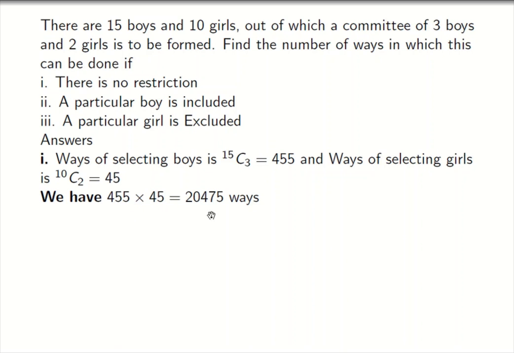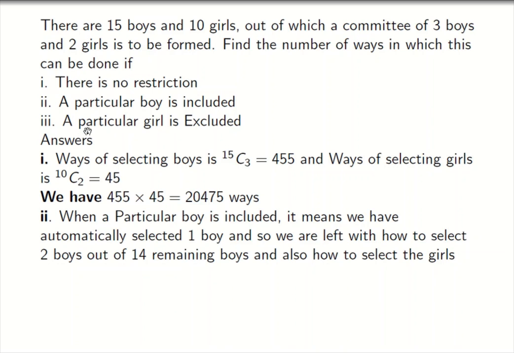455 times 45, which is 20,475 ways. Now let's look at the second one. When a particular boy is included, it means we have automatically selected 1 boy, and so we are left with how to select 2 boys out of 14 remaining boys. And also how to select the girls.